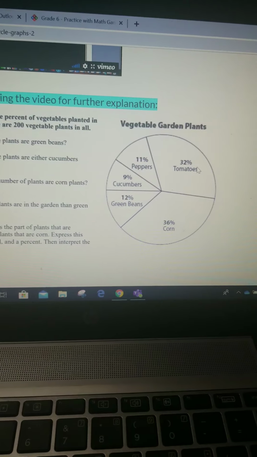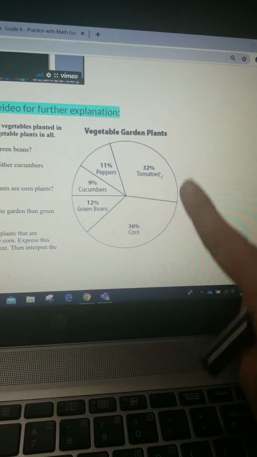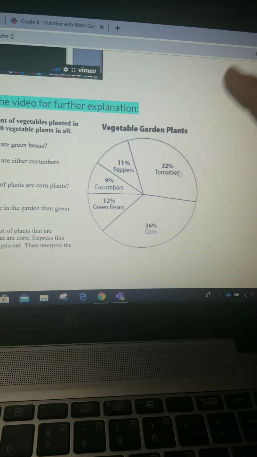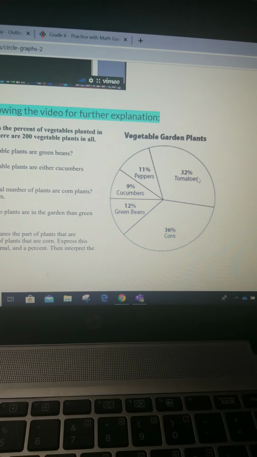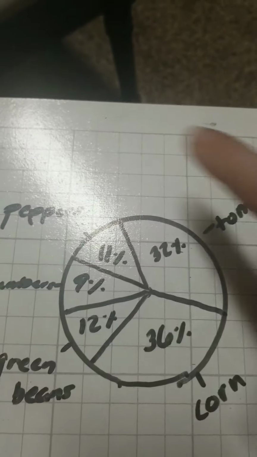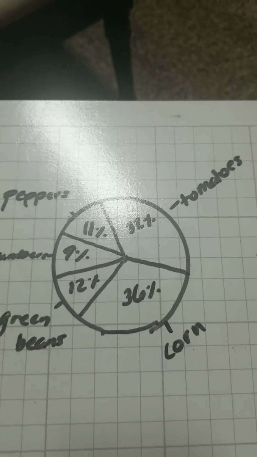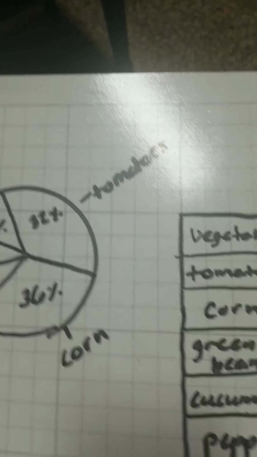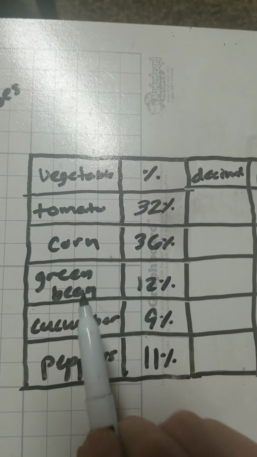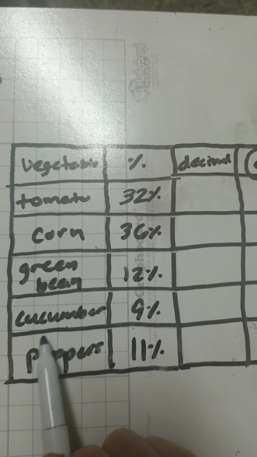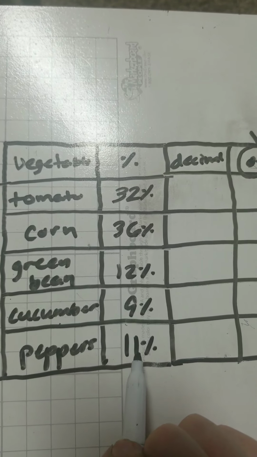So the first thing I need to do is determine how many out of each of these sections represents the tomatoes, how many are corn, how many are green bean, how many are cucumbers, how many are peppers. In order to do that, I created a table, and I just replicated the circle graph over here so it's easier for me to use. Tomatoes are 32%, corn is 36%, green bean is 12%, cucumbers is 9%, and peppers is 11%.